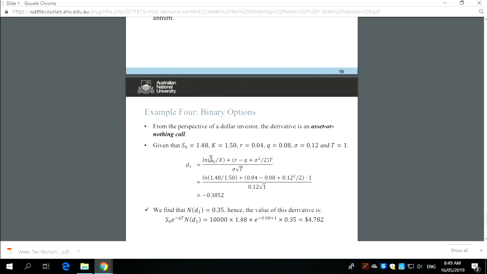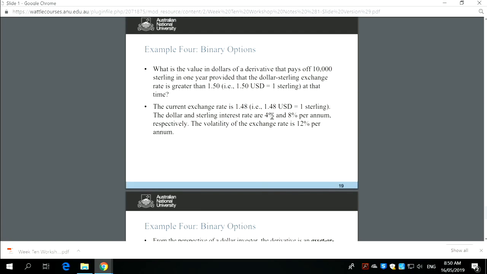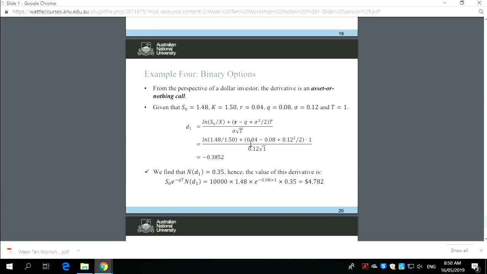We have the spot price and the strike price. So the spot price is $1.48, divided by the strike price, then the domestic rate, because we're thinking from the dollar investors' point of view, so the domestic rate is 4% and the foreign rate is 8%. And that's your variance divided by 2. The maturity is 1 year. So we work out the d1 value is minus 0.38. Then you go to your statistical table, and you find the probability is 0.35 associated with that d1 value.